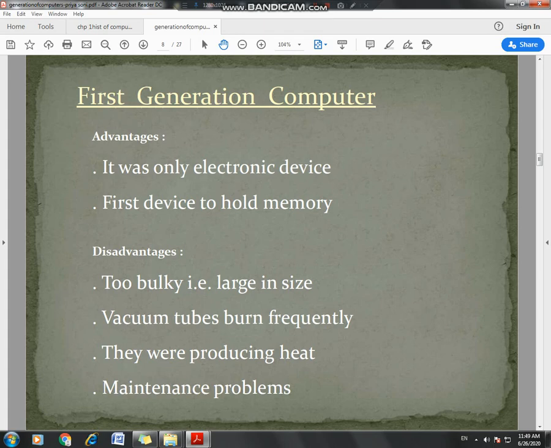The disadvantages, as I already told you, too bulky, too large in size. Not everyone can have it. Only huge organizations or governments can afford that. Vacuum tubes burn frequently. The maintenance of it was very difficult. And obviously, because of the vacuum tubes, they were producing a lot of heat. Maintenance problem, as I already said.